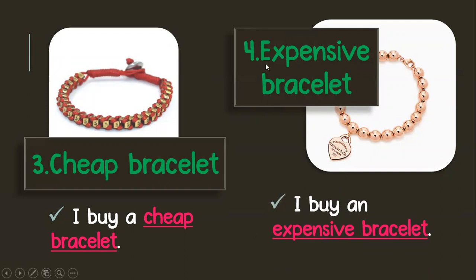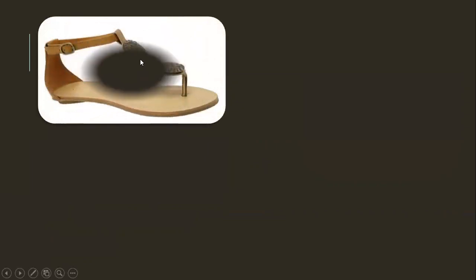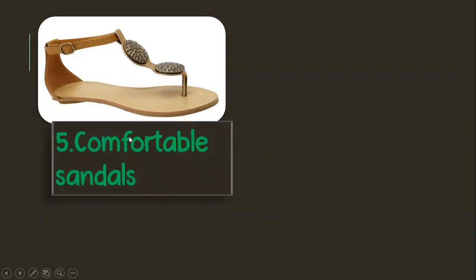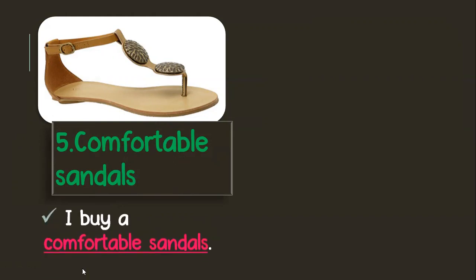So what is the opposite of expensive? Cheap. What is the opposite of cheap? Expensive. What else? In this case, here you see a sandal. Let's see here. This sandal is comfortable. Comfortable sandals. Look at this sentence. I buy a comfortable sandal.